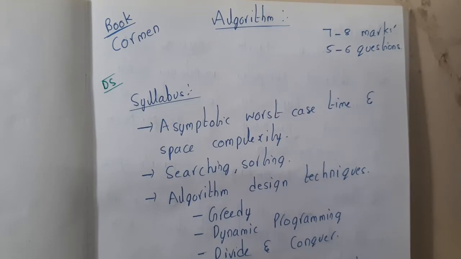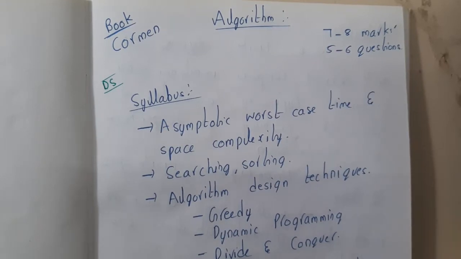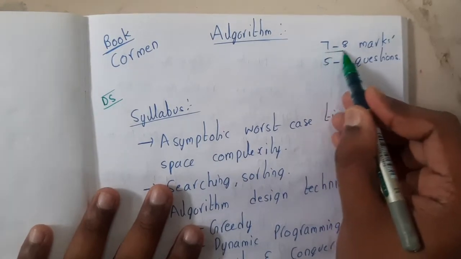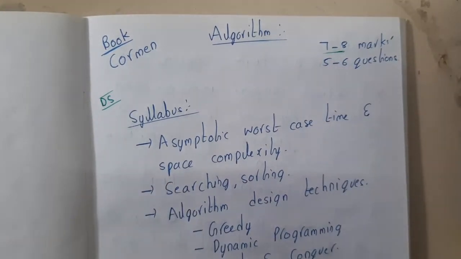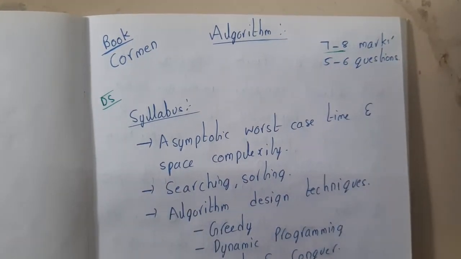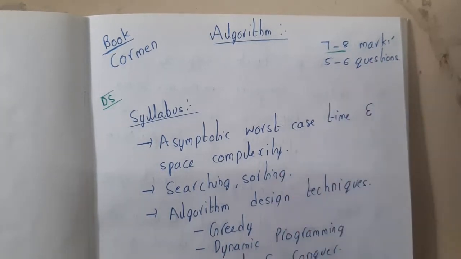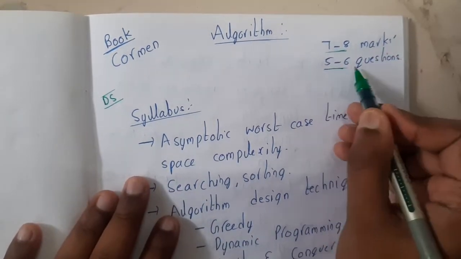Even as with data structures, from algorithms also we can expect around 7 to 8 marks, guys. Basically these marks will vary, right? That's just an average score, you can say. Every year we'll be getting 7 to 8, and sometimes you will be getting more than 10 marks also. It depends completely on the year and luck. And we'll be getting around 5 to 6 questions.